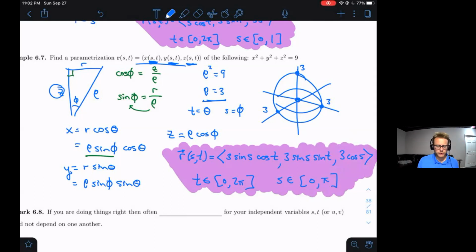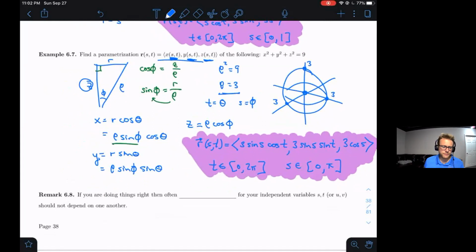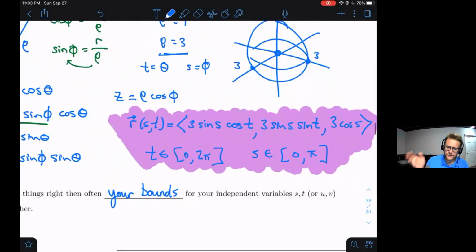And okay, just kind of a quick remark here. If you're doing things right, then often your bounds for your independent variables, whether those are s's and t's or u's and v's, should not really depend on one another. This is a decent rule of thumb. I mean, certainly there are counterexamples and all that sort of stuff, but you can see that you get nice constants. So t is 0 to 2 pi, doesn't rely on s. S here is 0 to pi, doesn't rely on t, so they're independent from one another.